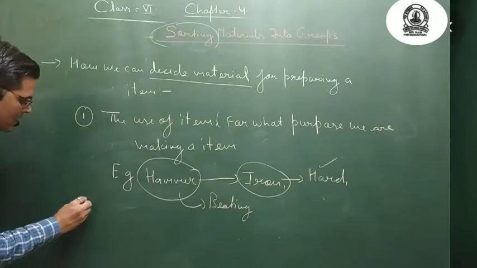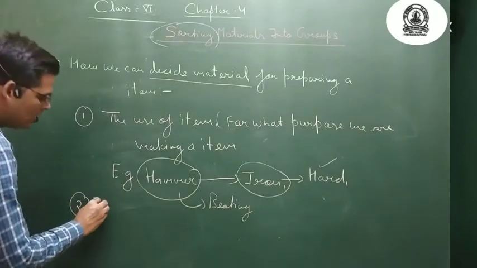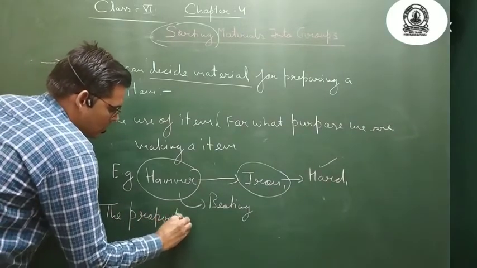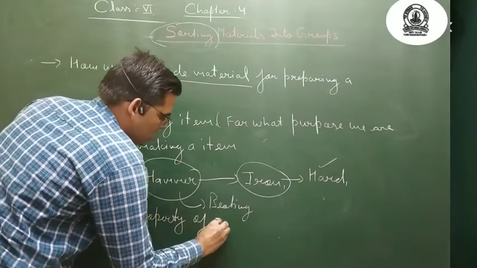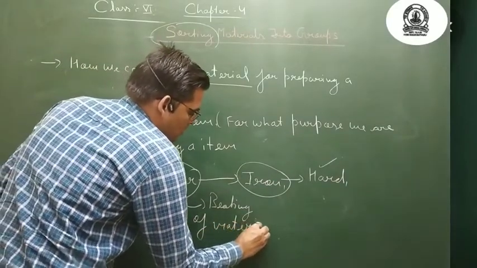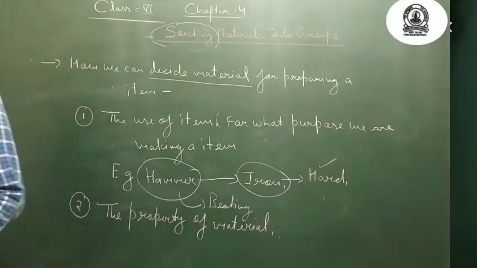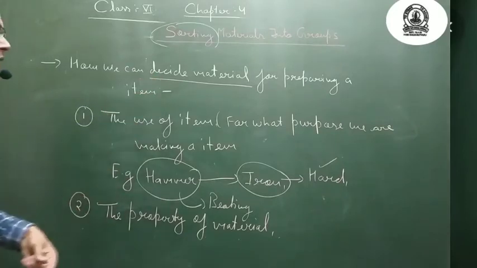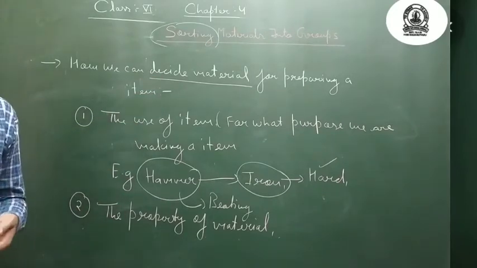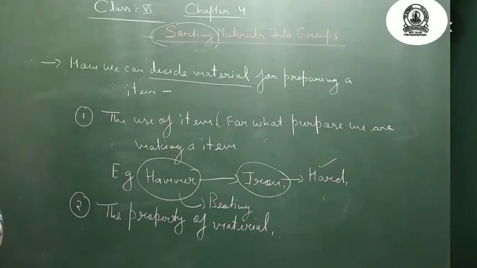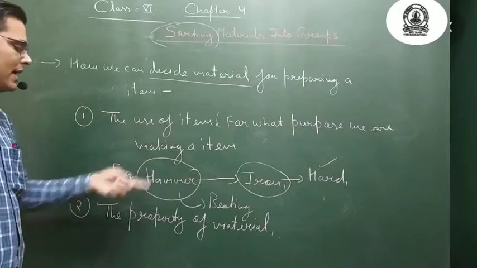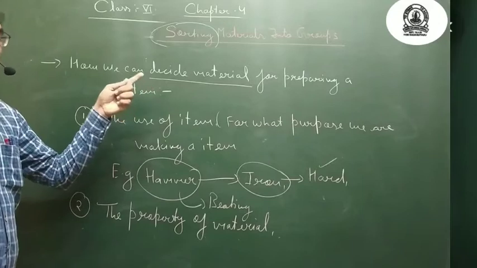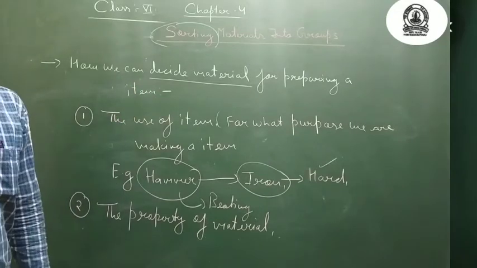The second factor is the property of the material. What are the properties of materials? They will also decide what type of item we can make from them. So in this way, beta, the use of the item and the property of the material affect our decision about what type of material we can use for preparing a certain item.